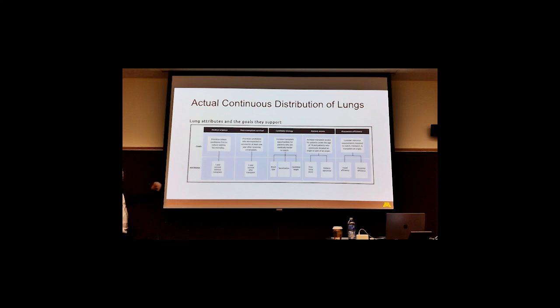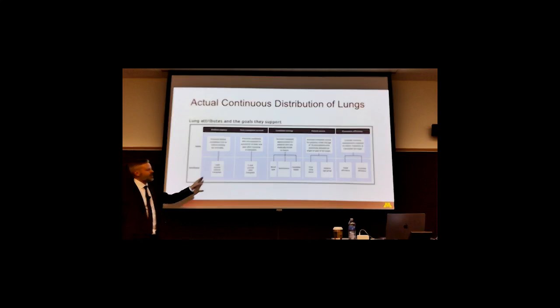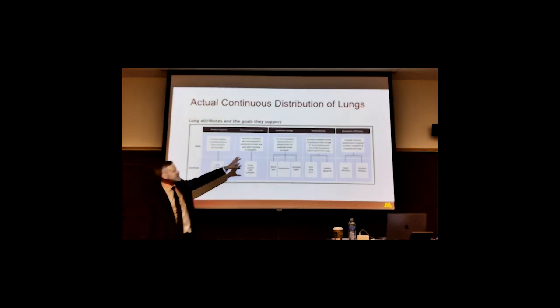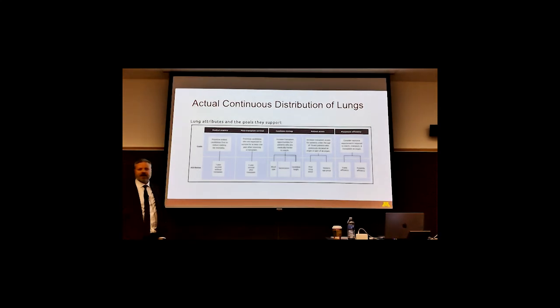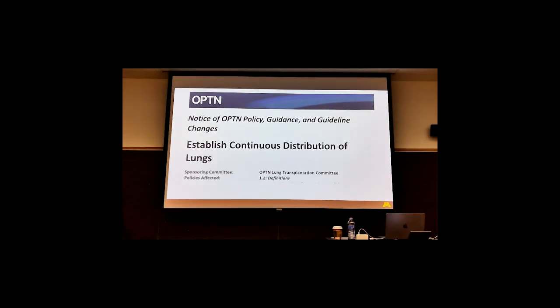Remember my idea was there are really two things: how sick are you and how easy is it to get the organ to you. They conceptualized it a little more complexly. These are the things they said matter. So they defined scores and functions for all of these components, and you add them up. But essentially, that's what this is. So they put out a policy establishing continuous distribution of lungs in 2023.